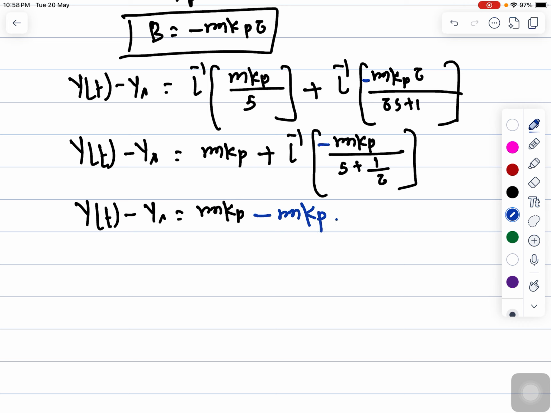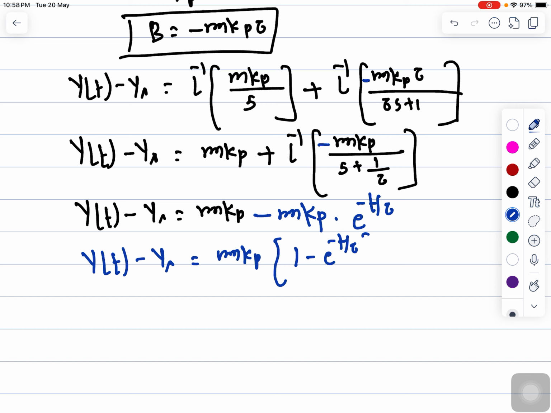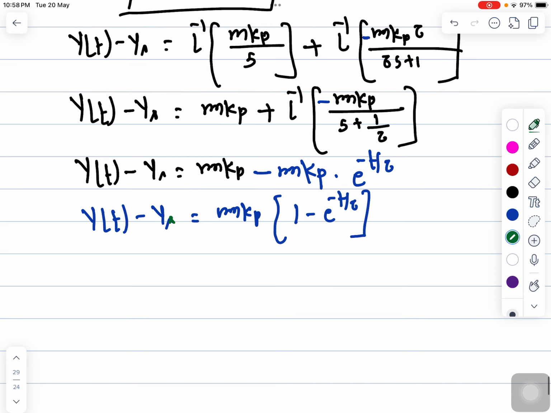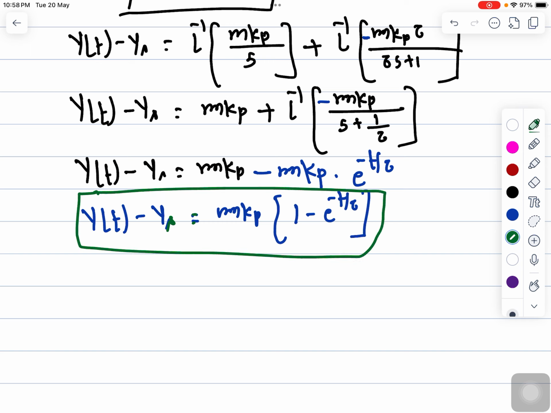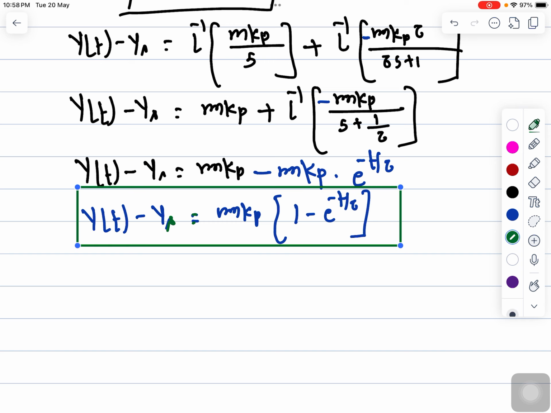So now the value of y(t) minus ys can be written as, if I take M Kp common, 1 minus e to the power minus t by tau. So this is the output response of a first order process with a step input, right? So now you can calculate at any particular time what the output response is, if the magnitude of the step input M is given to you, Kp is given to you, and tau is given to you, right?